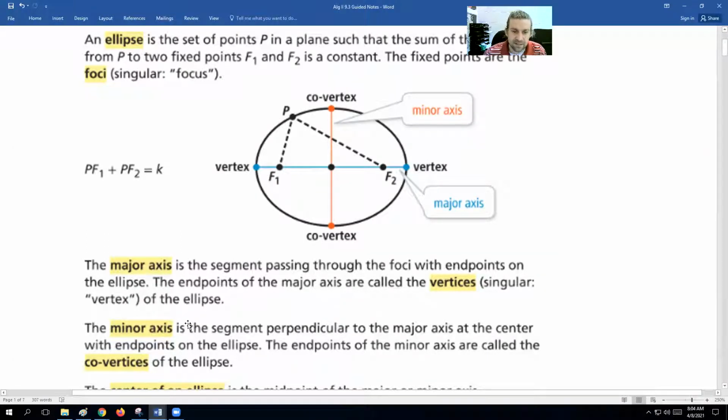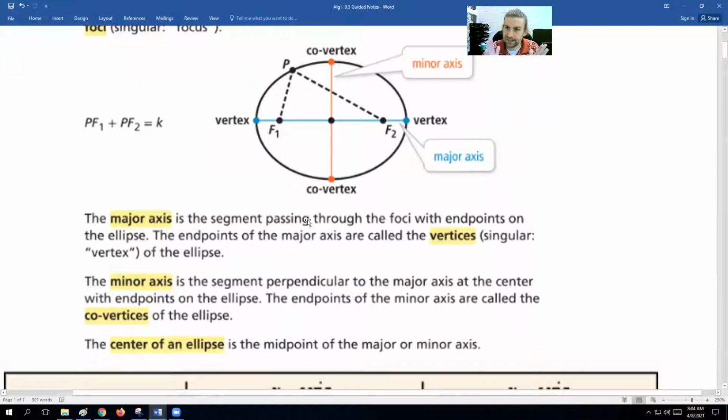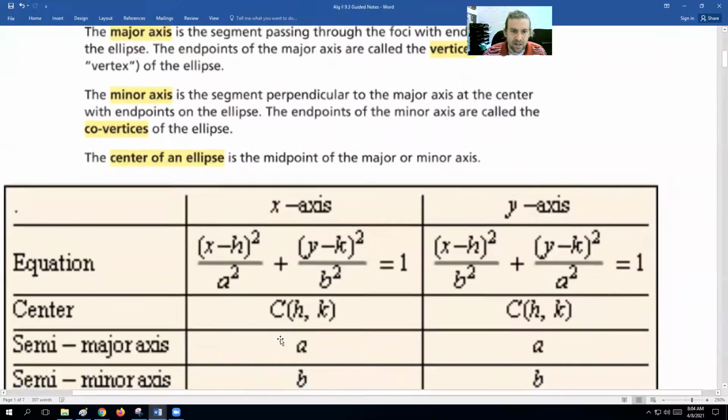The minor axis is a segment perpendicular to the major axis, so it splits it right through the center. The endpoints of the minor axis are called co-vertices. So the co-vertices are like the opposite ends. If we think of a diameter of a circle, the big part here is the vertex and the small part is the co-vertex. The center of the ellipse is just the midpoint between those two major and minor axes.